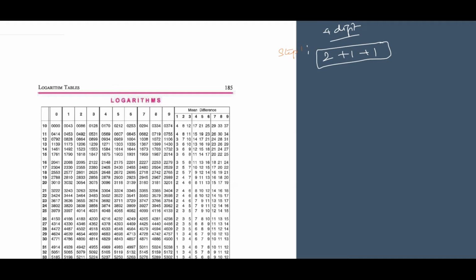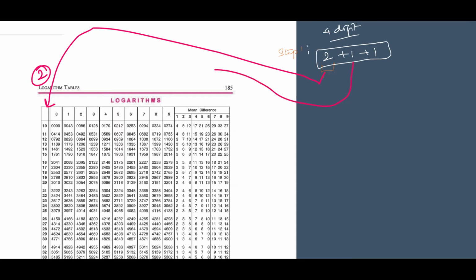Why are we following this? The 2 means the first 2 digits, where we focus on the column in the logarithmic table. Next, one pattern is to follow the logarithmic values from 0 to 9. Then the last pattern is the mean difference. This area you have to focus on. Clear? So always follow the 2 plus 1 plus 1 pattern.